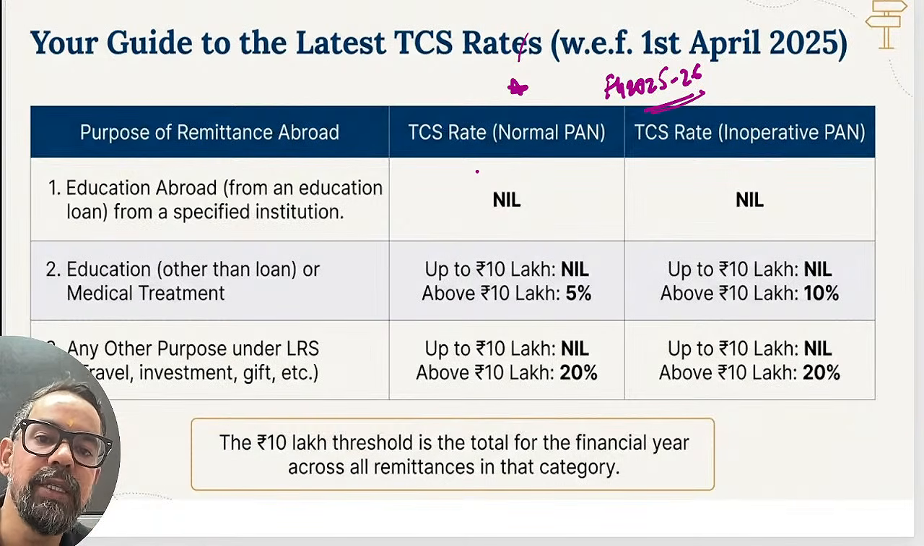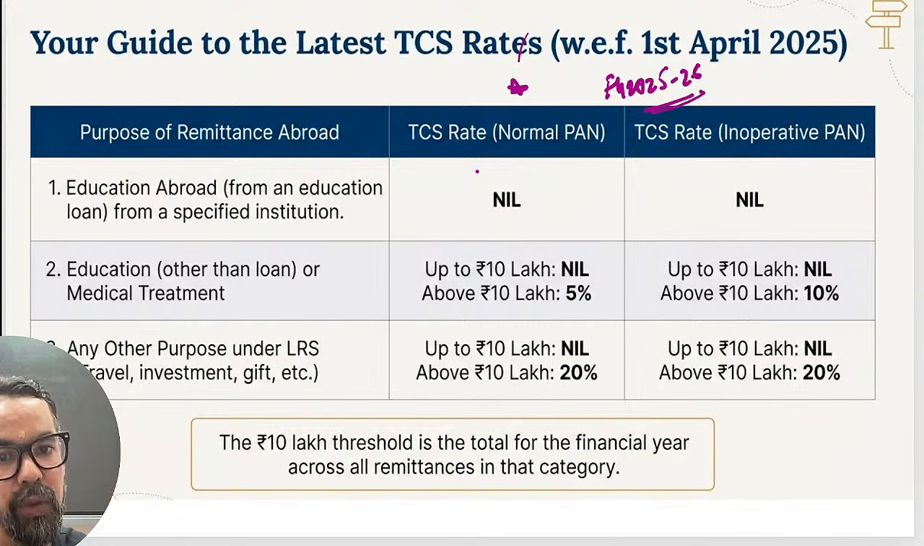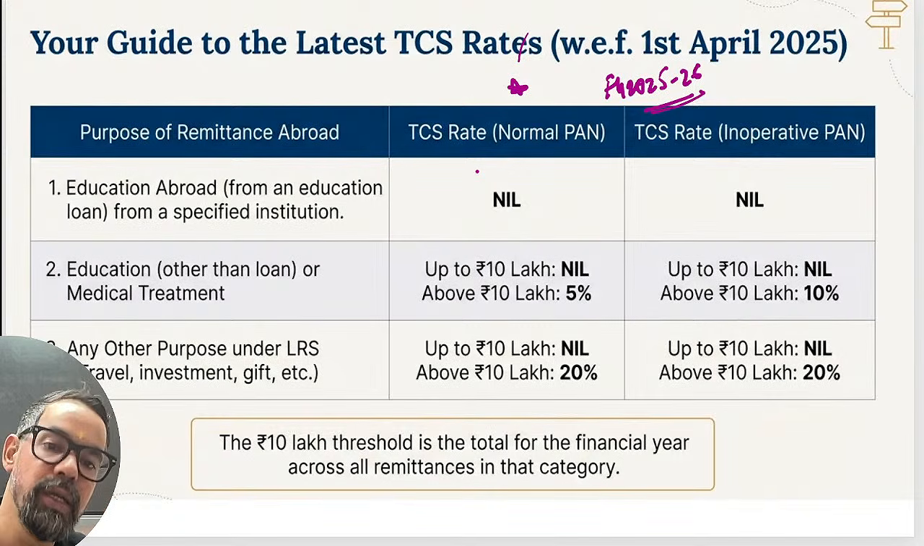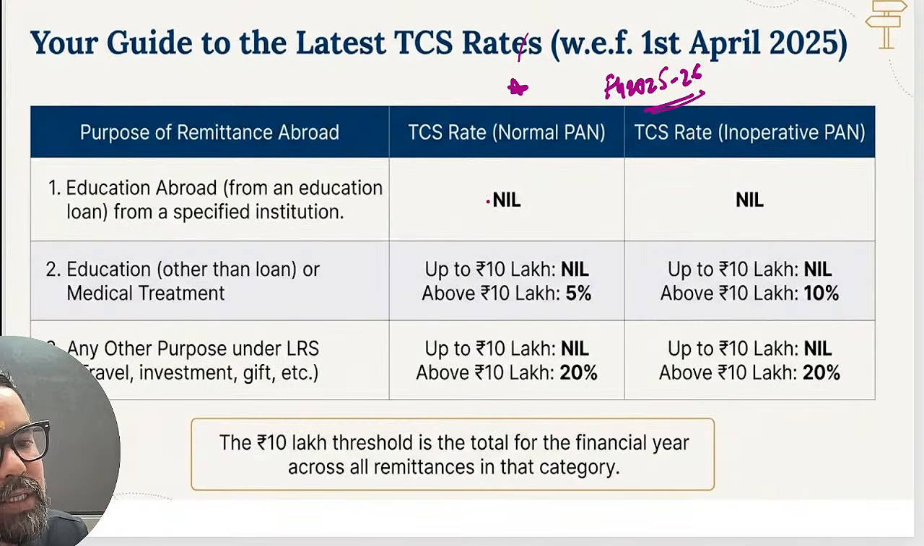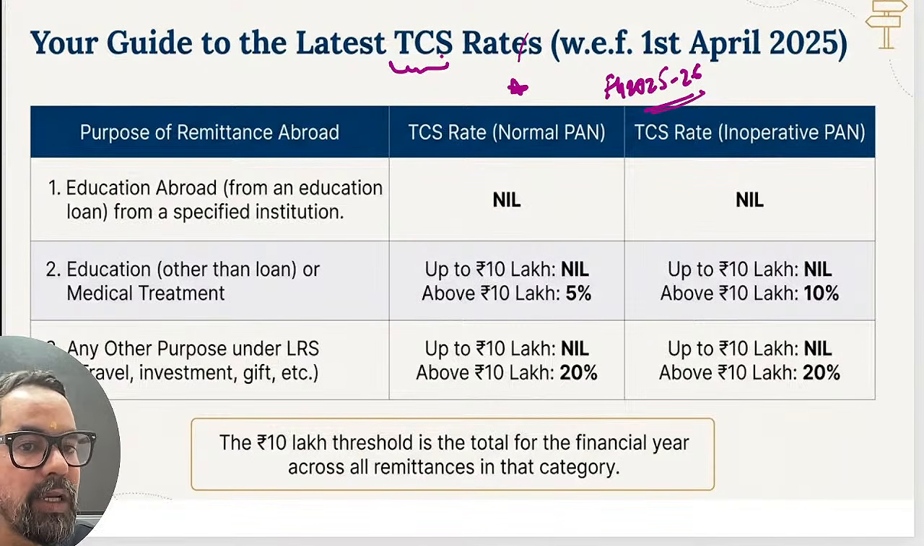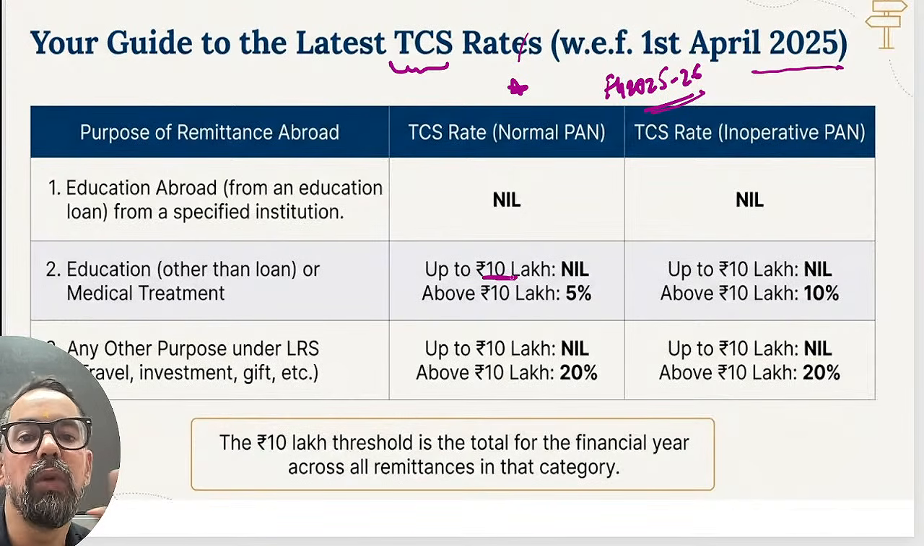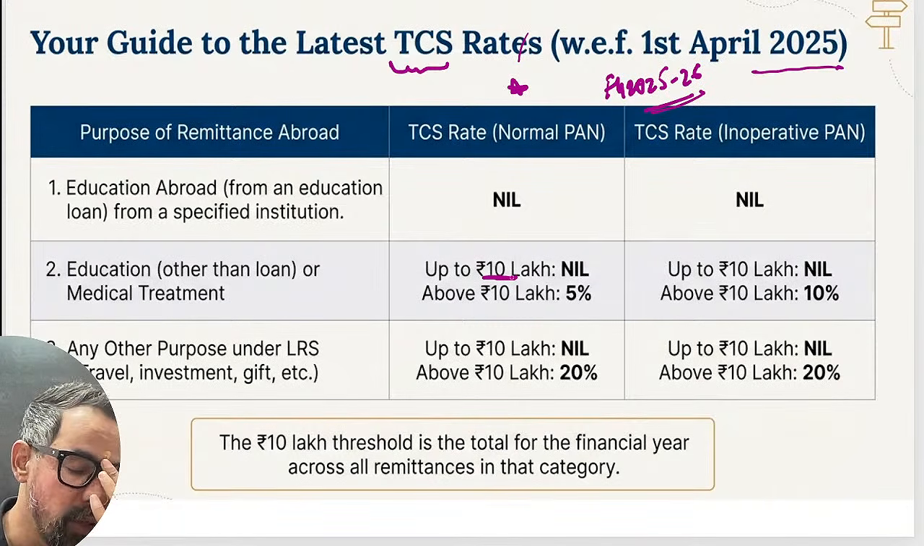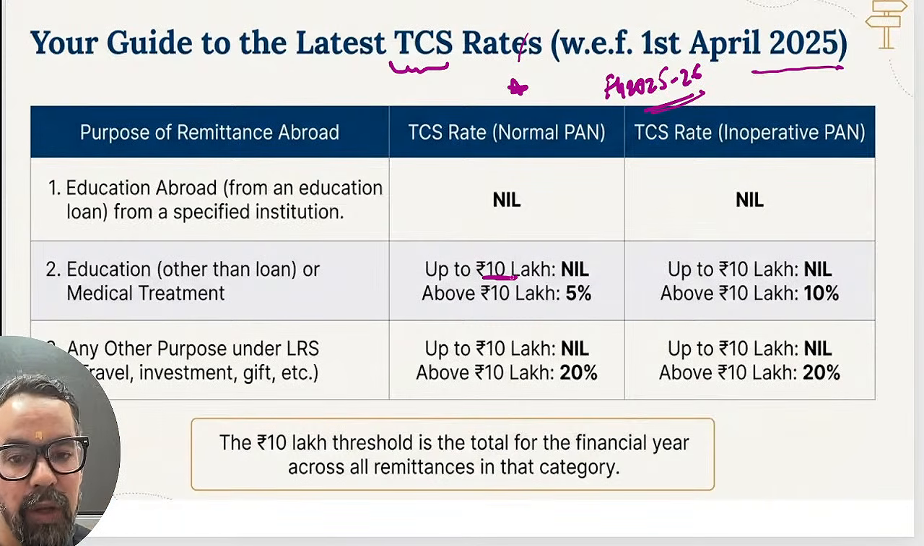If the question says financial year 2026-27 or current year, then you have to apply the latest one. So what was the case when it comes to TCS? The general threshold in 2025 for this year was ₹10 lakh. Threshold means if you do remittances up to this amount, you do not have to pay any TCS on that particular remittance.